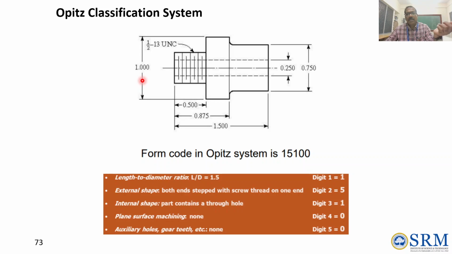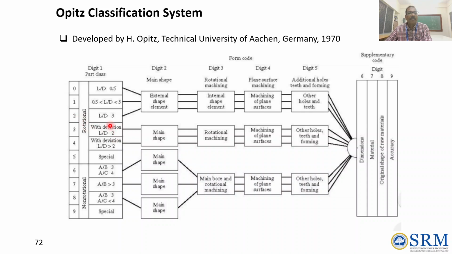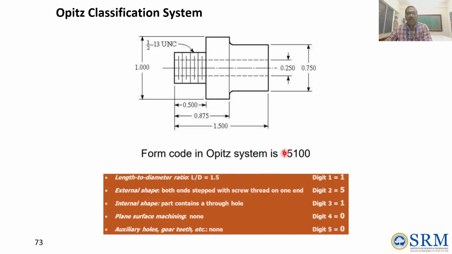For example, instead of a length by diameter ratio of 1.5, if the ratio is more than 3, we have to use 2. Then the code will be 25100, with other things the same. So we can do this kind of simple modification instead of starting from scratch. If we don't have anything, we have to prepare it in this way and store it. This is a basic example of coding and classification system under group technology.